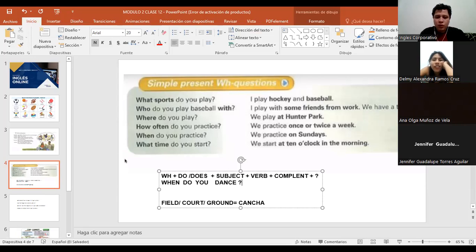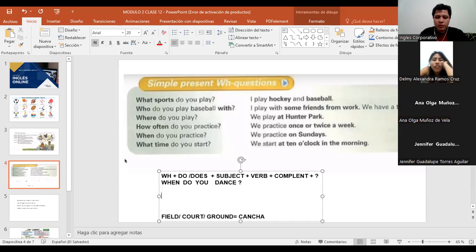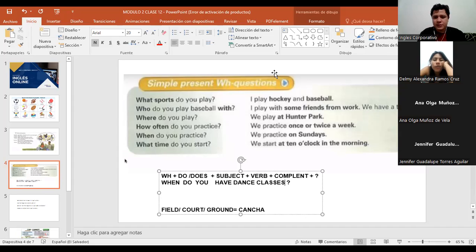Cuando bailas, when do you have dance classes? Let me mute, guys. Okay, so we have this one: when do you have dance classes? Cuando tienes clases de baile. If you see here, guys, we have other examples.